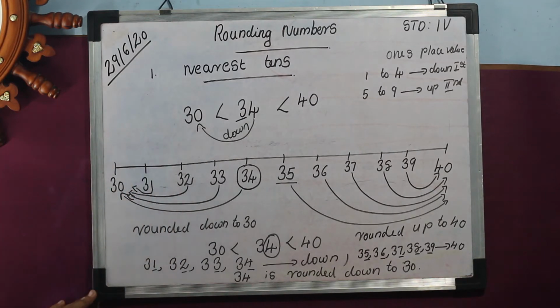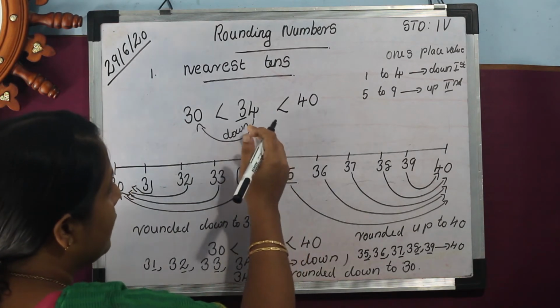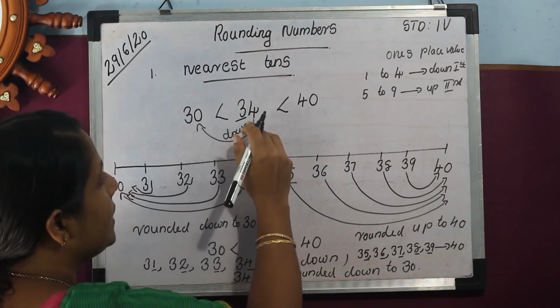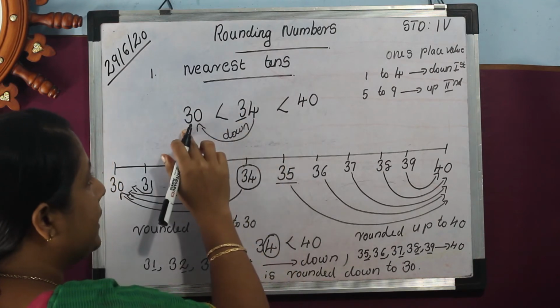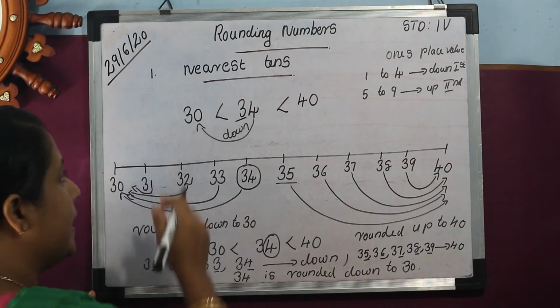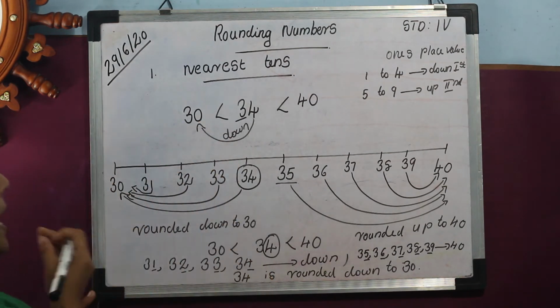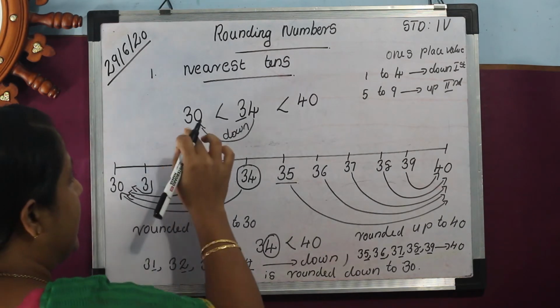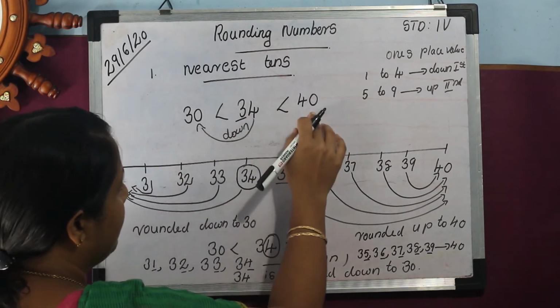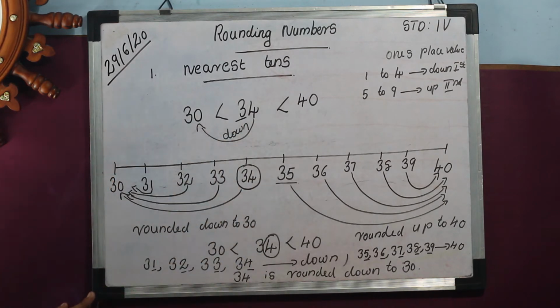Okay, once again I will explain. Consider the number 34. In this problem, take the tens place value. Here the tens place value is 3. So we write 3 and put 0 because this is the case of nearest 10. That is the number 30. Then we write the number 30 and add 10 to it. That is 30 plus 10, then we get the number 40. Therefore 34 lies between the numbers 30 and 40.